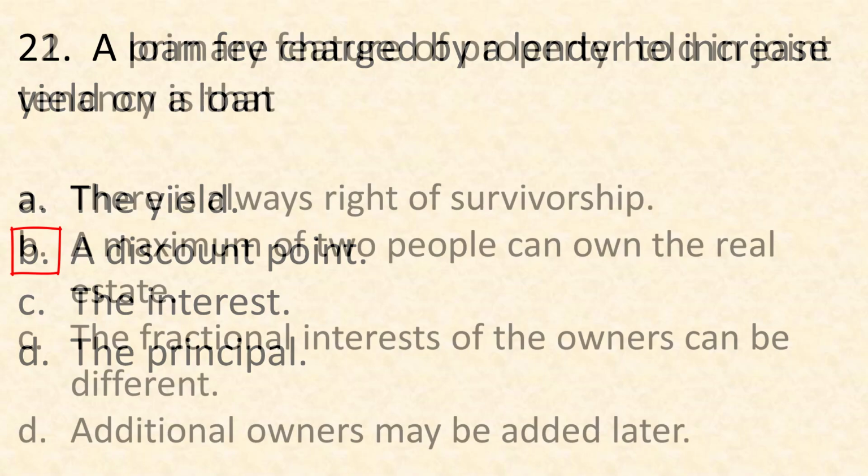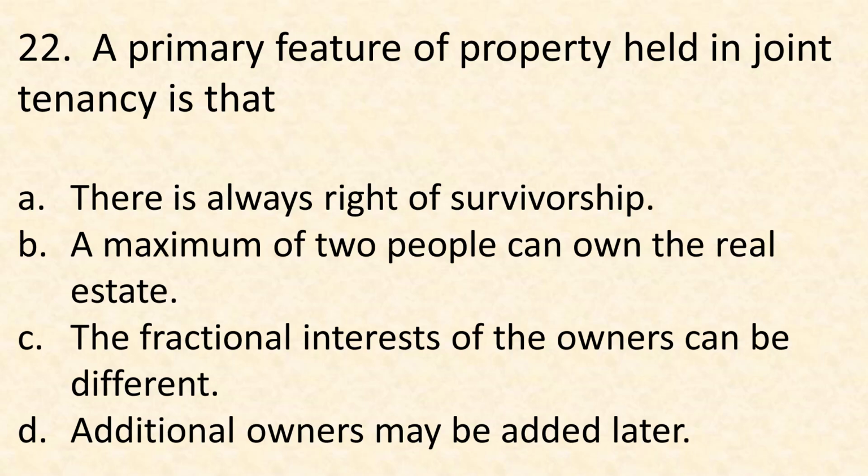Question number 22. A primary feature of property held in joint tenancy is that A. There is always rights of survivorship. B. A maximum of 2 people can own the real estate. C. The fractional interest of the owners can be different. Or D. Additional owners may be added later.